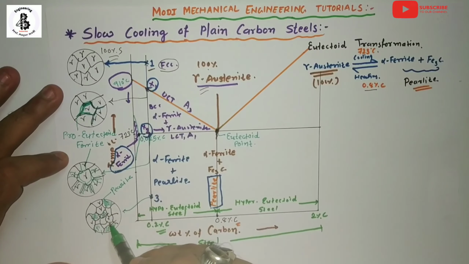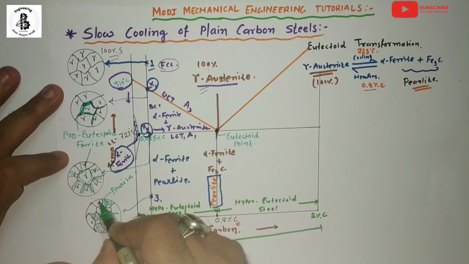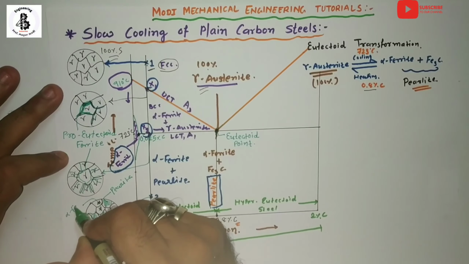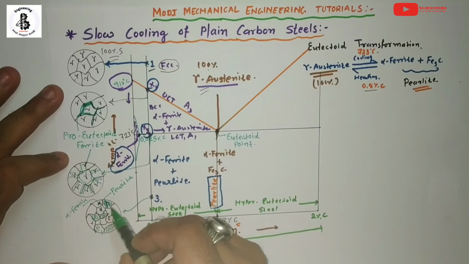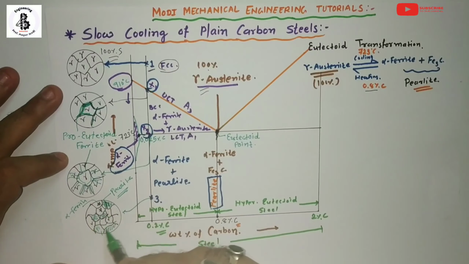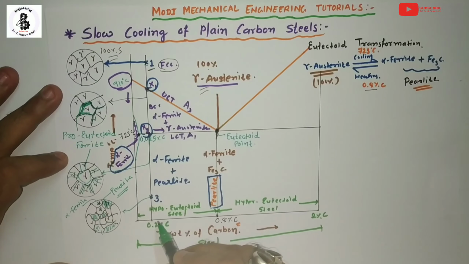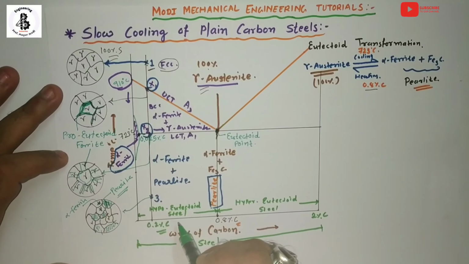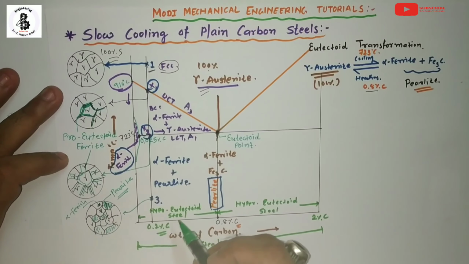So here that will be the alpha ferrite. These all act as alpha ferrite plus pearlite, making alternate layers of alpha ferrite and cementite. That is known as pearlite. So that will be the microstructure at room temperature for the case of the hypo-eutectoid state. In the hypo-eutectoid case, it will first transform into pro-eutectoid ferrite, then convert into an alpha ferrite plus pearlitic structure.